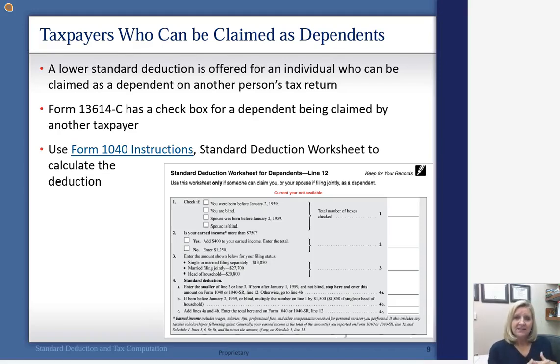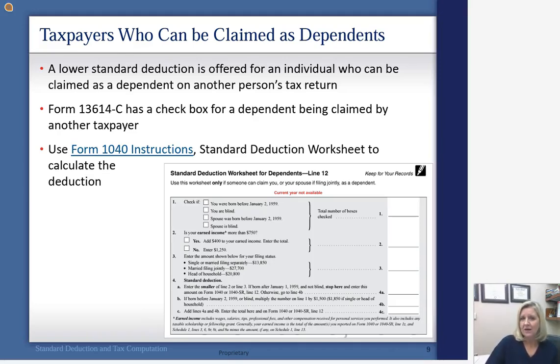All right, if a taxpayer can be claimed as a dependent, then they generally have a lower standard deduction. TaxSlayer is going to go ahead and calculate that for you once you click that the person can be claimed as a dependent, but the standard deduction for people claimed as a dependent is going to be up to the income they earned or the regular standard. It won't be above the regular standard deduction, but again, TaxSlayer will calculate that for them.